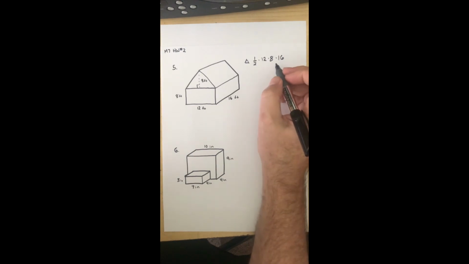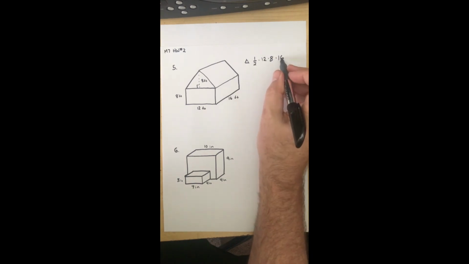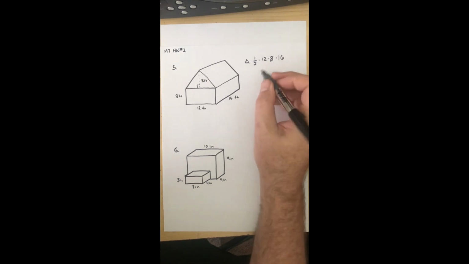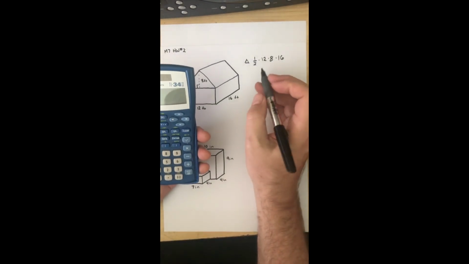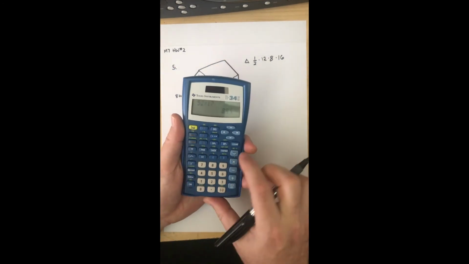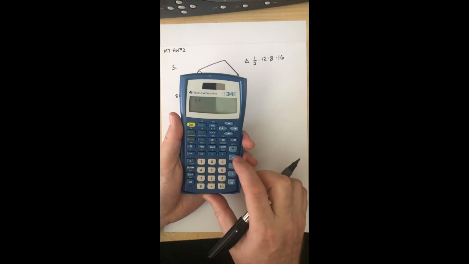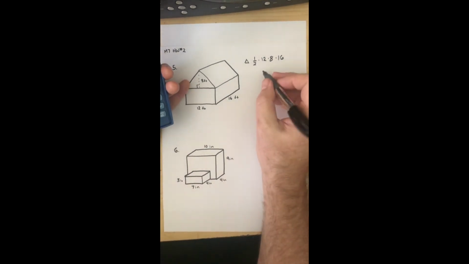Let's see. Ugh. I don't like any of these numbers, really. They're all so big. Let's do half of 16 is 8. 8 times 8 is 64. 64 times 12 seems like I want to use a calculator. It's going to be 640 plus what, 100 and... I don't know. Don't care. All right, here we go. 64 times 12 is 768. That makes sense. Okay.